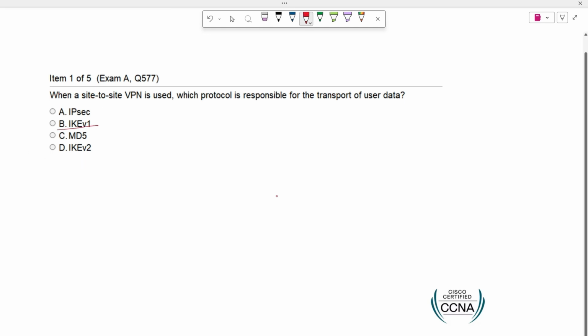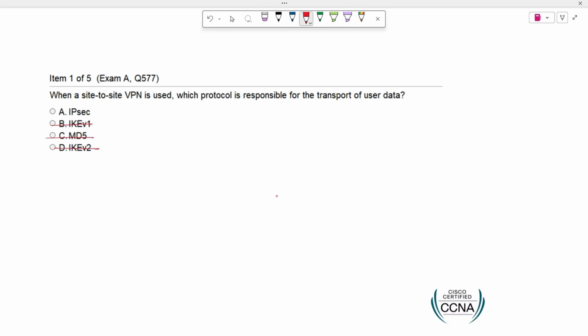So we know that IKE is a key exchange protocol, right? Since it's a key exchange protocol, we can eliminate those two options. D and B are both ruled out. Then what is MD5? It's a hashing algorithm. So it's not a transport protocol either, right? It's not used for data transmission.